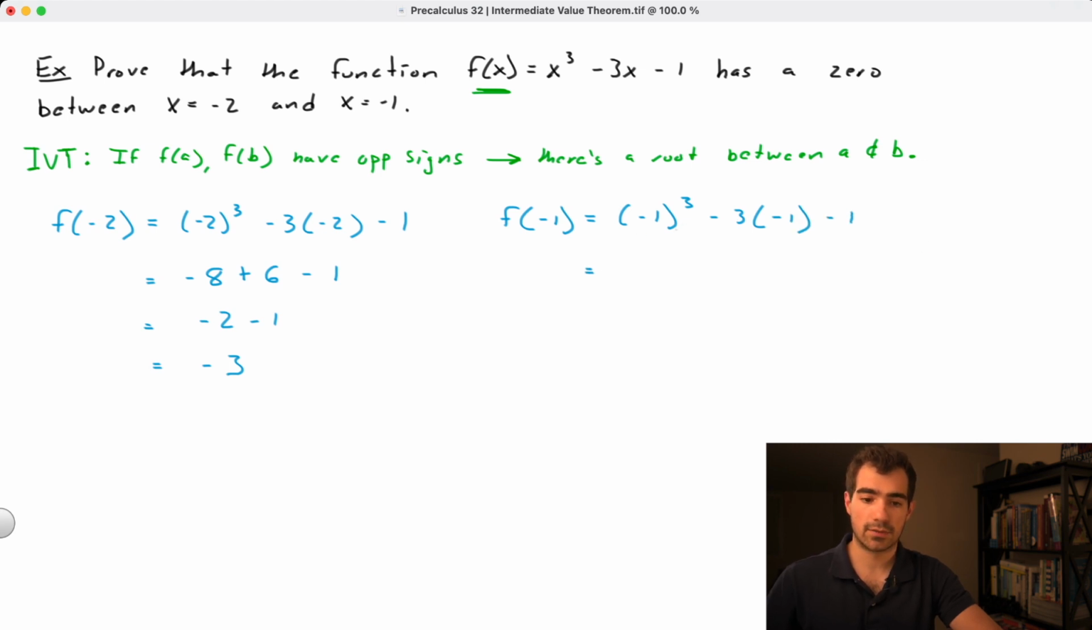Here, negative 1 cubed is going to give us negative 1. Minus 3 times minus 1 will become plus 3, and then we carry down the minus 1. Doing the arithmetic, minus 1 plus 3 is going to give us 2, and 2 minus 1 is equal to 1, and indeed we do have a positive number.